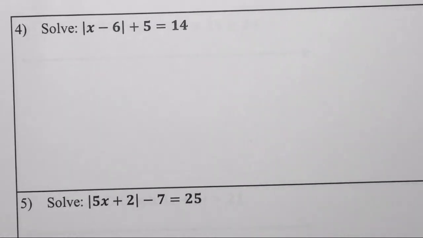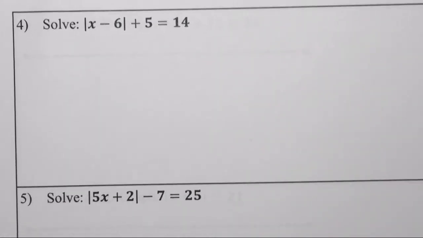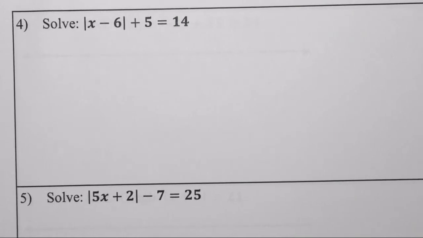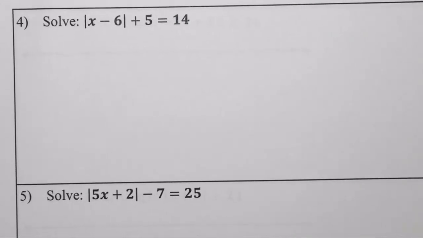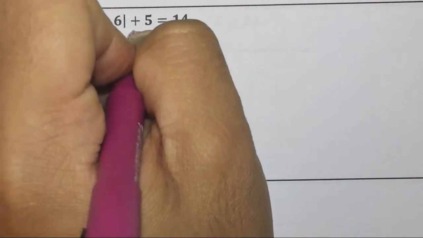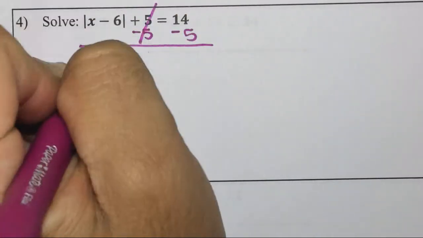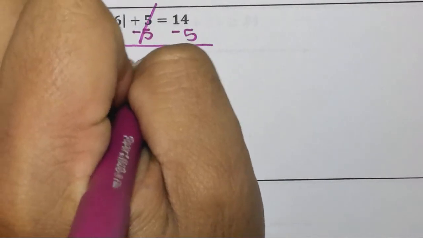Okay, now we have absolute value equations. Remember, the goal is to get the absolute value by itself. So right now it's not by itself, and we need to get rid of that positive 5, which is in the way. So I will subtract 5 on both sides. So I get the absolute value of x minus 6 is equal to 9.